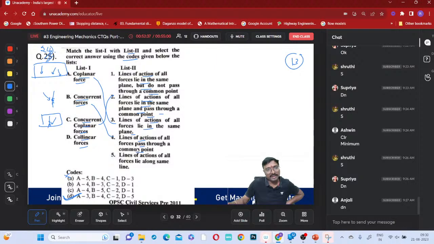Next, D, collinear forces: lines of action of all forces along the same line. So the angle between them will be 0 or 180 degrees. This is your P, this is your Q, this is your S forces. Got it now, everyone? So which one is the correct answer? Option D will be the correct answer. So shall we move to the last question, 25th question, everyone?